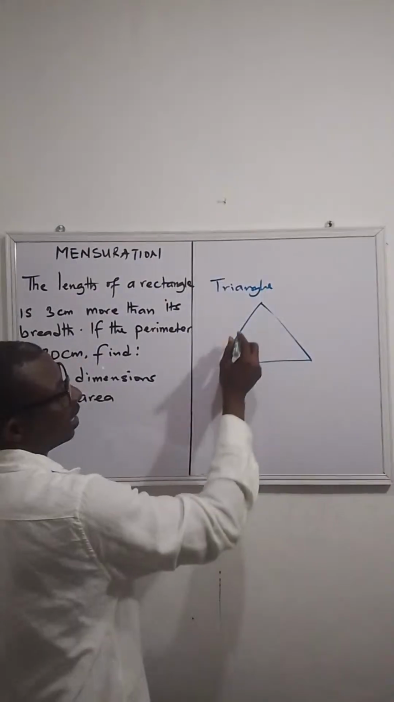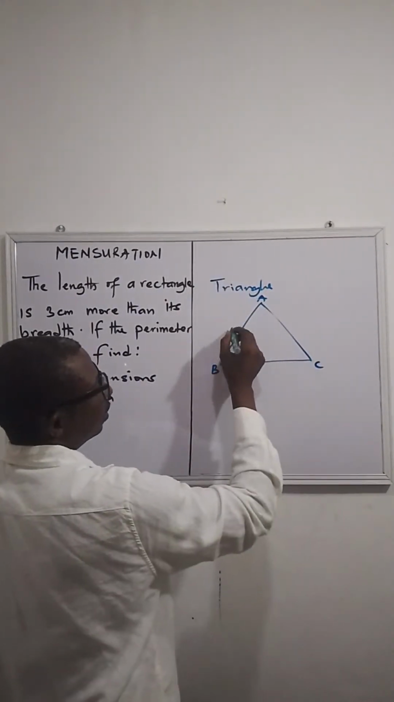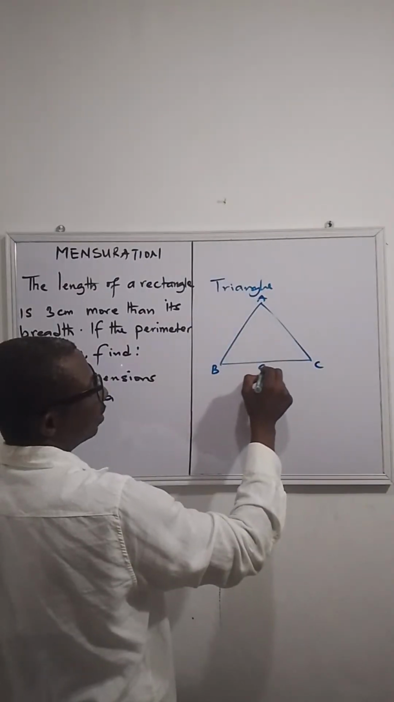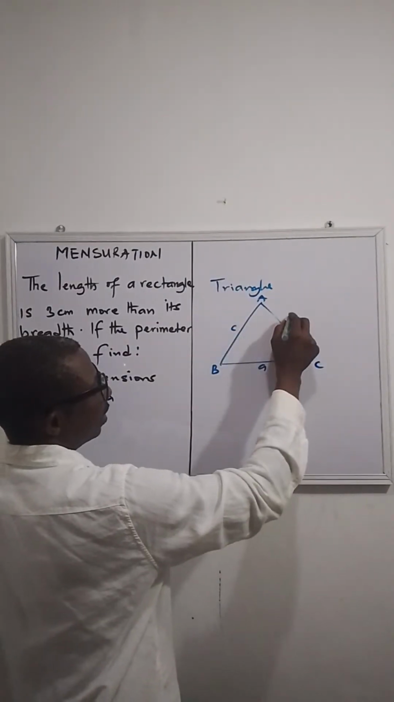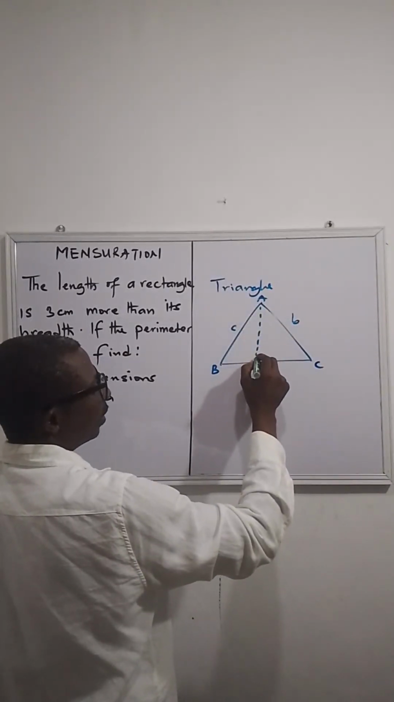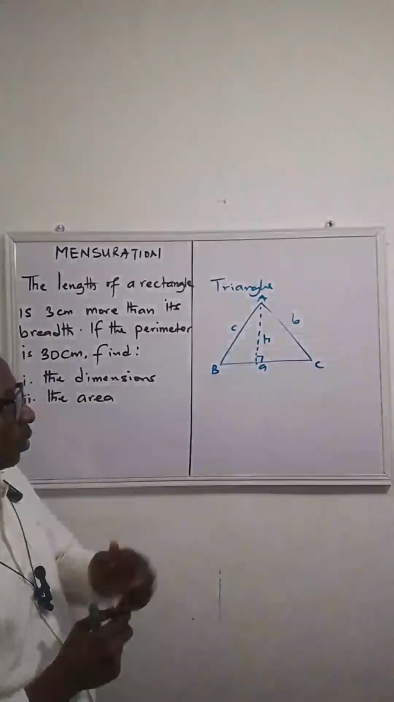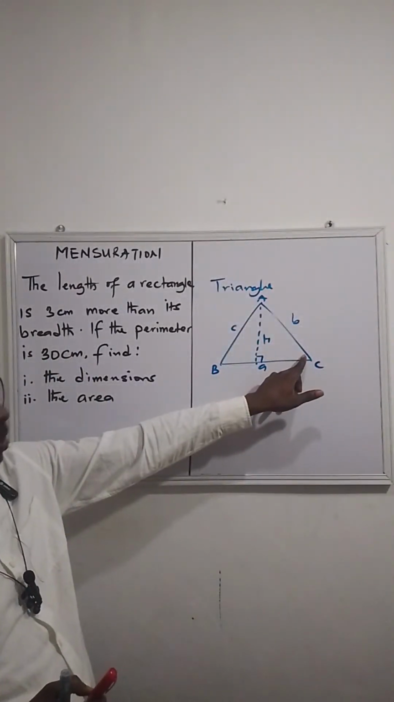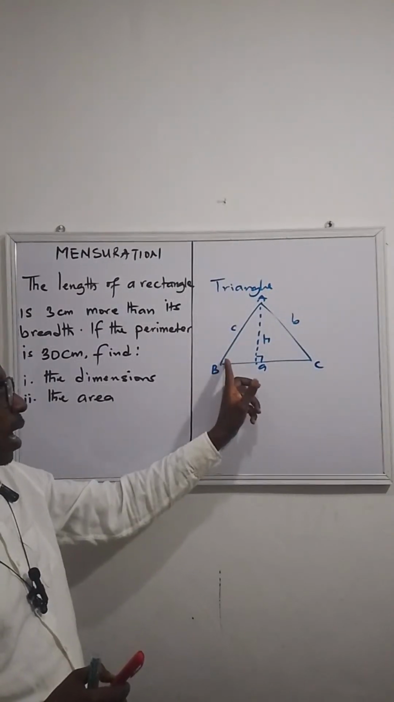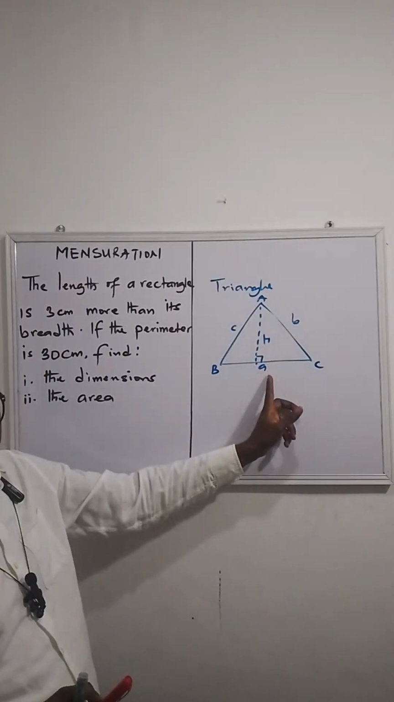Okay, so the sides, we have side A, B, and C. This is side A, side C, and side B. We have heights. Okay, so this is angle C, and this is the corresponding side. Angle B, corresponding side. Angle A, corresponding side.